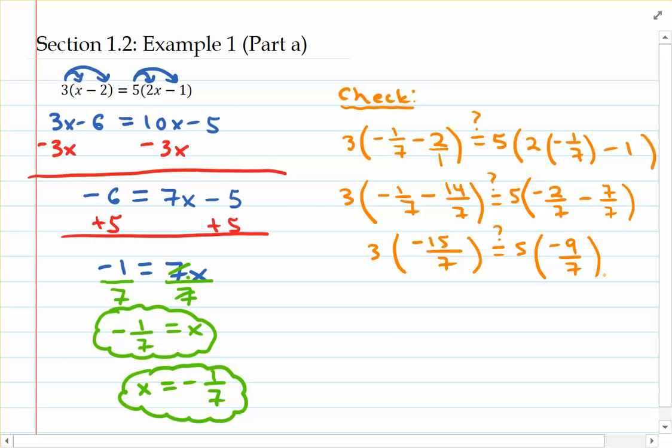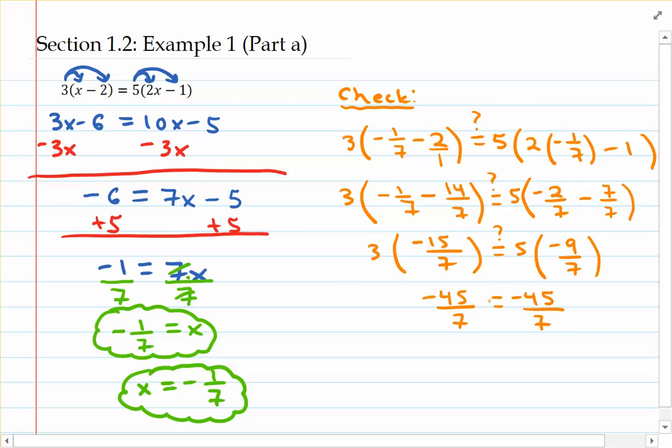Last thing to do is the multiplication. In particular, on the left-hand side, we have to multiply 3 to negative 15/7, and on the right-hand side, 5 to negative 9/7. Now, when we multiply 3 to the negative 15/7, we're only going to multiply the 3 to the negative 15. And 3 times negative 15 is negative 45. Don't forget, we still have 7 on bottom. And on the right-hand side, 5 times negative 9 is also negative 45.